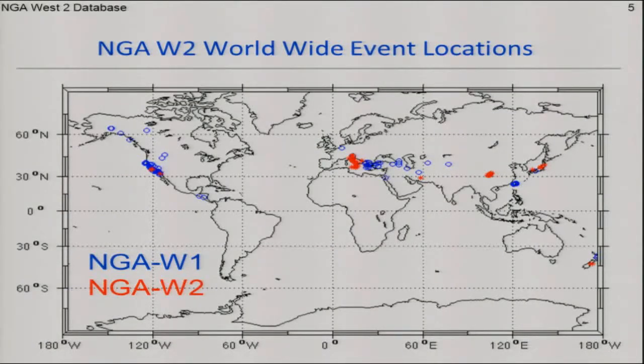Just to have a perspective on where those events were located, I have a graphic of the hypocenter locations for the events in the West2 database. The blue dots are the events that were included originally in the West1 project. The red stars are the events that we added in the West2 project. And you can see that a lot of the data is being collected from events outside California.